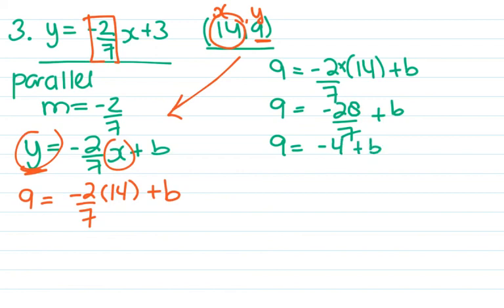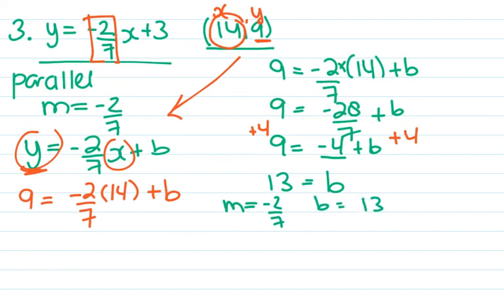I want to get b by itself, so I need to do opposite operations. I have this negative 4, so the opposite of negative 4 is to add 4 to both sides. So now I have 9 plus 4 is 13 equals negative 4 plus 4 is 0 plus b. So 13 equals b. So now I know that my slope is negative 2/7 and my y-intercept is 13. And now I can make my equation. y equals negative 2/7 x plus 13. And that's the equation of this line.